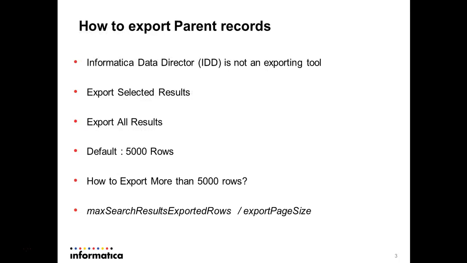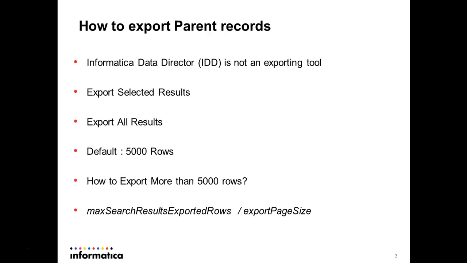Let's see how to export multiple parent records first. Let's say you have a subject area called organization. In that organization, I have 10,000 or 15,000 rows as a search result. I want to export all the search results, or I can export only the selected search results. So there are two options available to export whatever search results came.